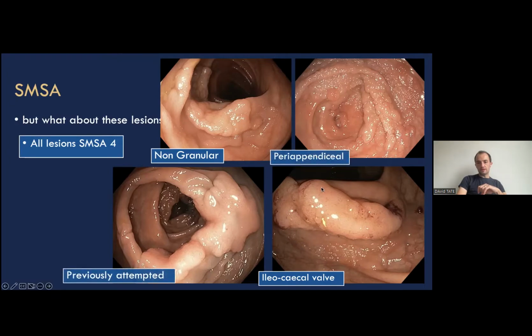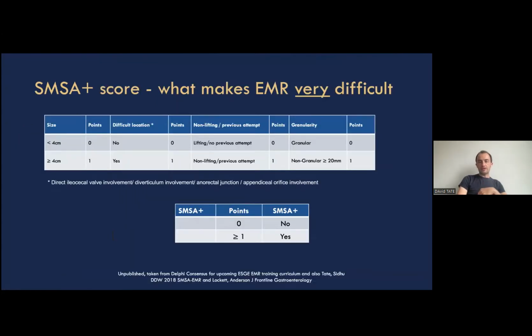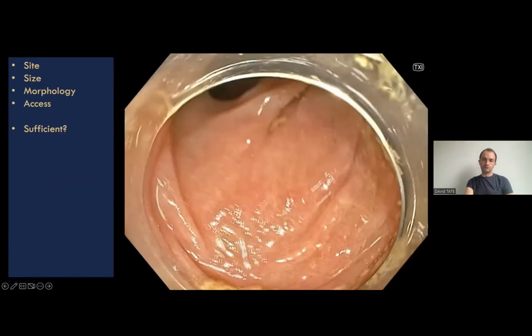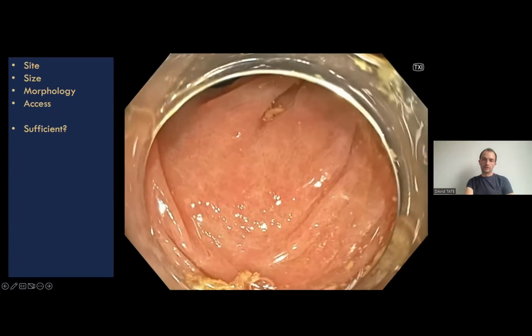This one is non-granular. This one here is in the appendiceal orifice. This one's been previously attempted. This one is on the ileocecal valve. So there are some polyps which are very difficult, and this is the SMSA plus score, which makes polypectomy very difficult. So size more than 4 centimeters, difficult location, by which we mean any of these places. Does it lift well? And if it doesn't, it gets a point. And is it non-granular over 20 millimeters? Any one of these can give you an SMSA plus score, and it only requires one of them to be a plus polyp. And these examples we are going to come back to.